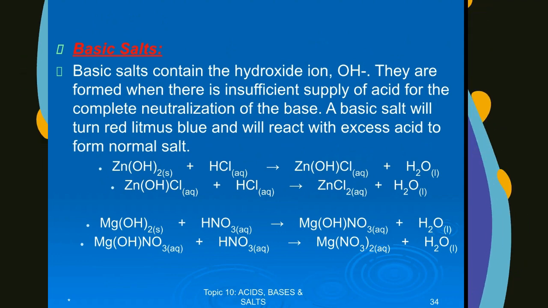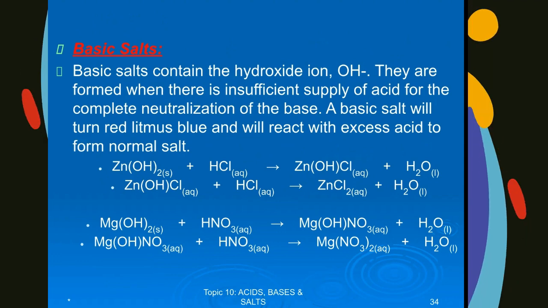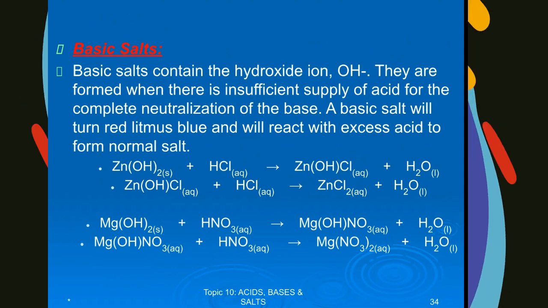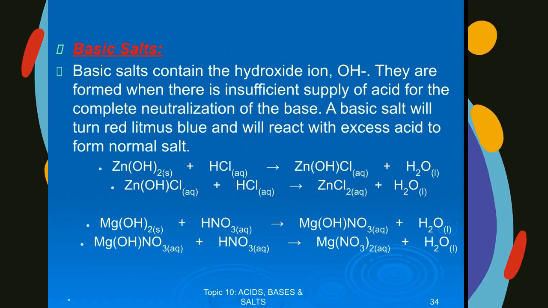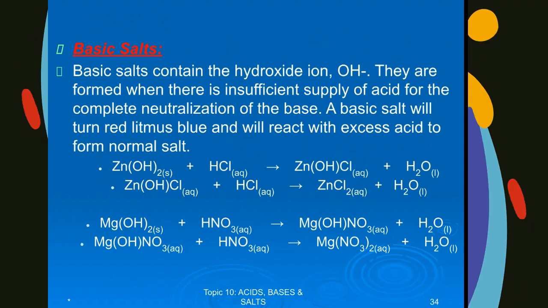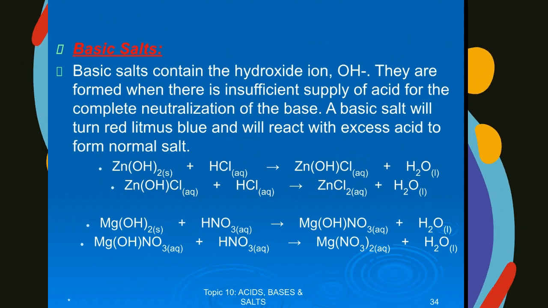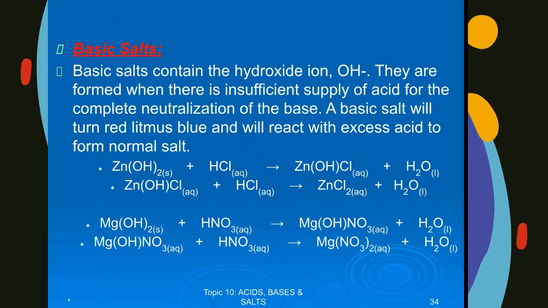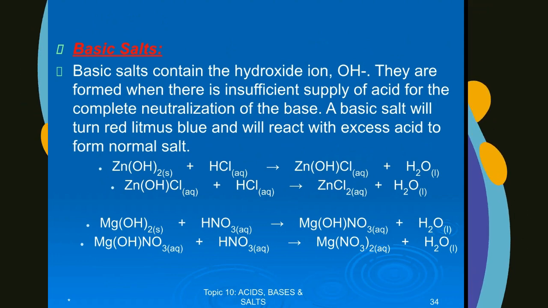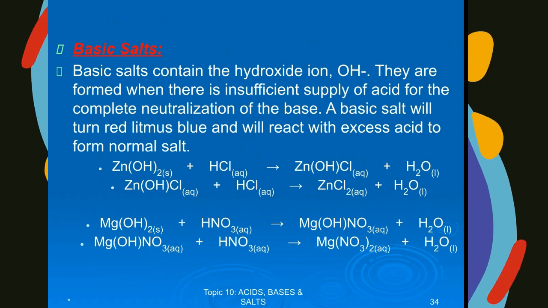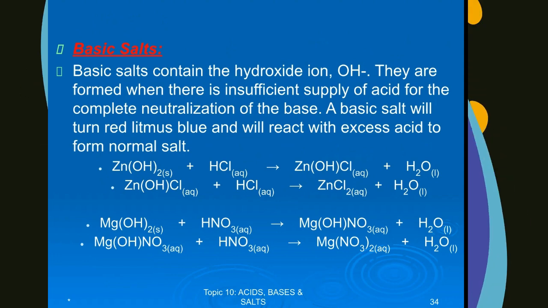Now, basic salts. Basic salts contain the hydroxide ion, that is OH minus. They are formed when there is insufficient supply of acid for the complete neutralization of the base. A basic salt will turn red litmus to blue and will react with excess acid to form a normal salt. So Zn(OH)2 plus HCl gives rise to Zn(OH)Cl plus H2O, and the remaining examples are there.